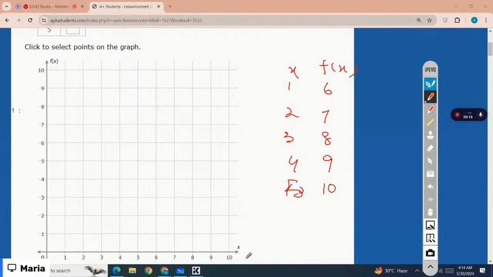X is 1 here. This is x and this is f of x on the y axis, right? When x is 1, f of x is 6. When x is 2, f of x is 7. When x is 3, f of x is 8. When x is 4, f of x is 9. When x is 5, the f of x is 10. So when x is 0, f of x is 5. So just join these points and make a straight line. That's how you plot a graph, starting with the equation, and then you have to plot the graph like this.